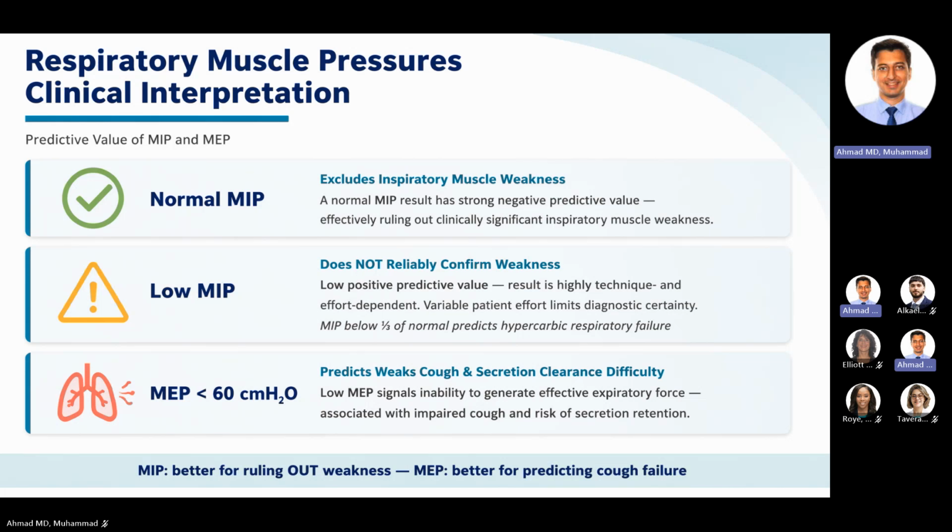And for the maximum expiratory pressure, anything less than 60 centimeters of water pressure constitutes a low maximum expiratory pressure. And what does this signify? A weak cough and an inability to clear secretions. So if you see a patient and you do a maximum expiratory pressure which is less than 60, these individuals may need additional support, such as a cough assist device, to help in percussing their lungs and helping them to clear their secretions.